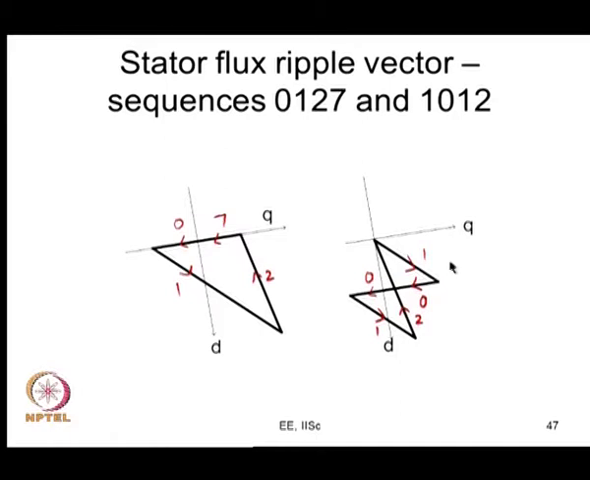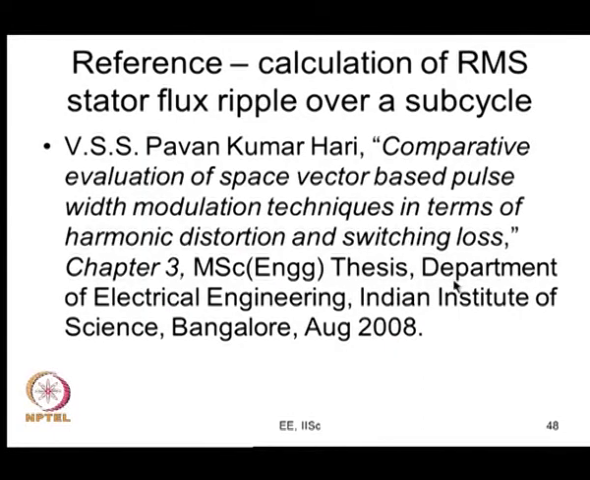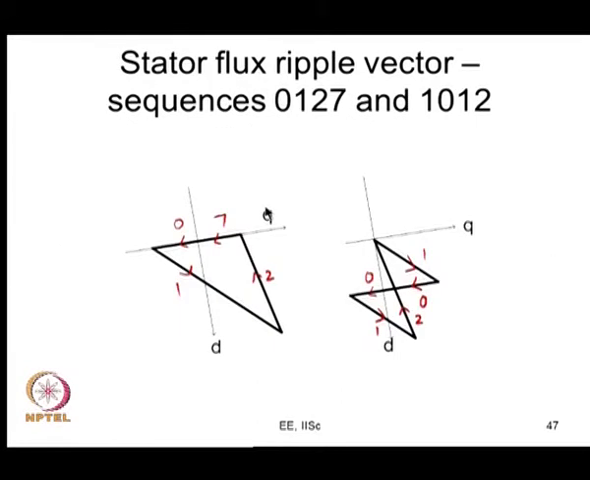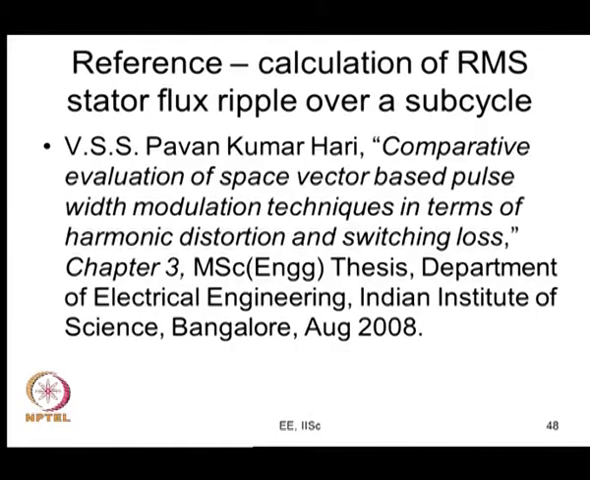So, that is what has been done in the literature to come up with improved PWM methods. To calculate the RMS stator flux ripple along the d axis and q axis, this is a useful reference. You have to resolve this along the q axis and then the d axis, and you will get piecewise linear functions. You have to calculate the square and the area under them. I also mentioned this reference earlier when doing the line current ripple module.